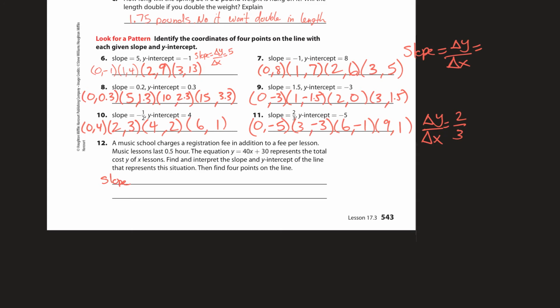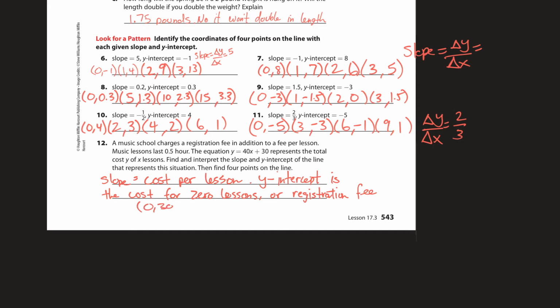Slope is the cost per lesson. I believe it is. Total cost of y for x lessons. Yes. Okay. And the y-intercept is the cost for 0 lessons, or registration fee. Okay, now find 4 points.